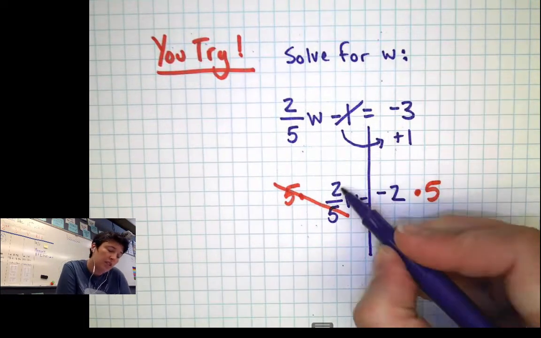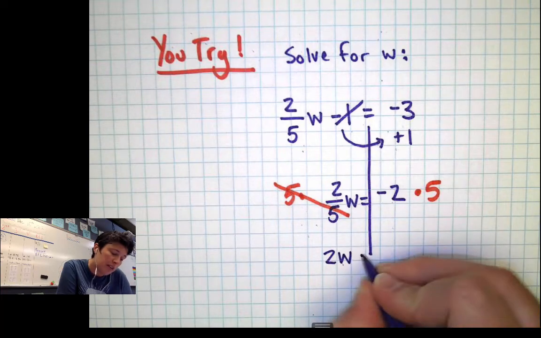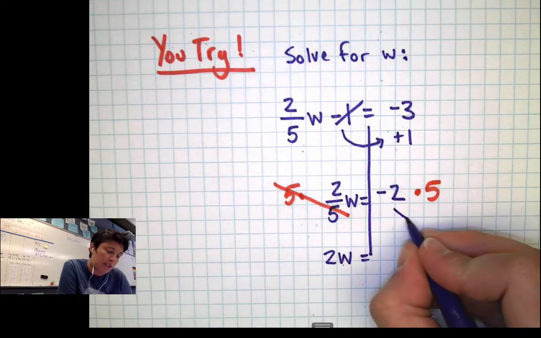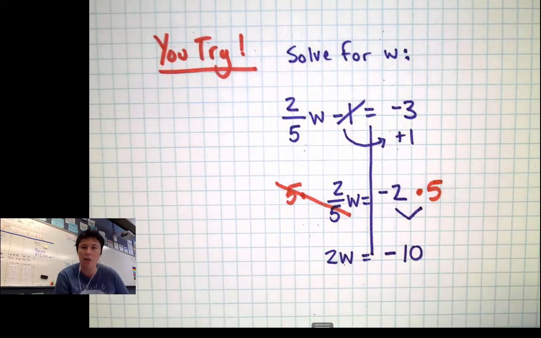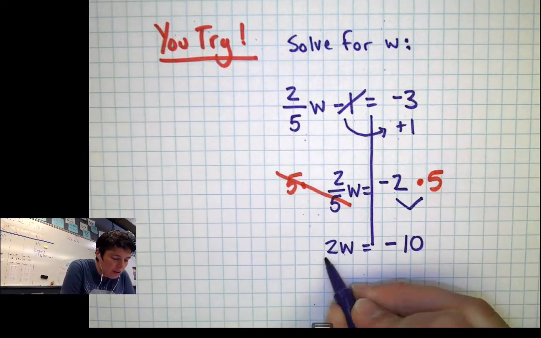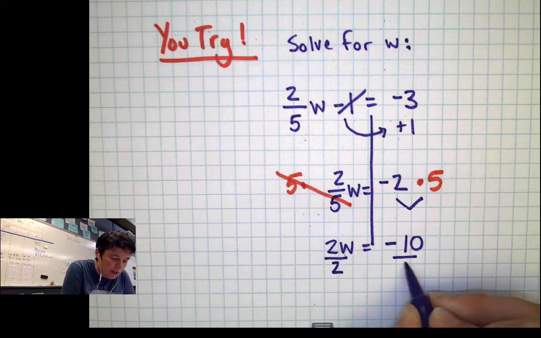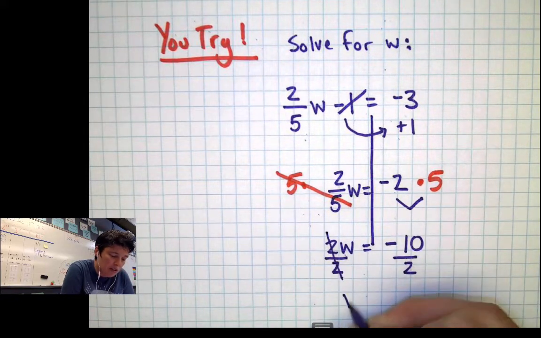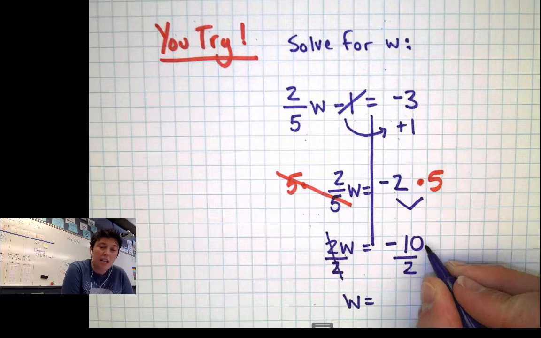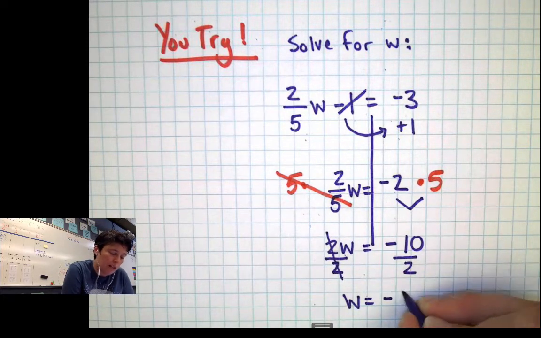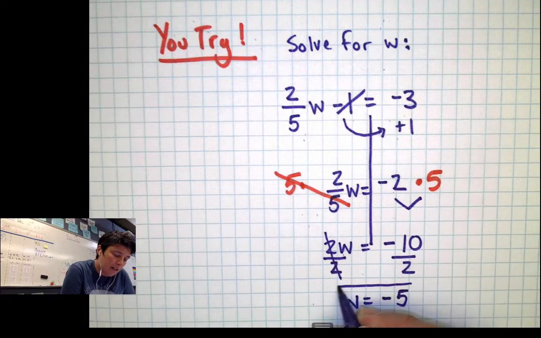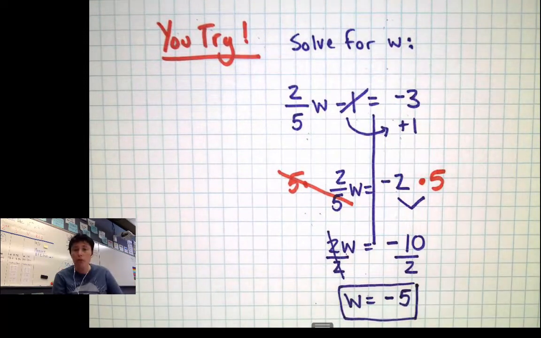It's still going to leave the 2W, but now on the other side, negative 2 times 5, that's not a match, that's negative. 2 times 5 is 10. Yay, we're getting close. So all I've got to do is divide by 2. W is going to equal negative divided by a positive doesn't match, so that's a negative. 10 divided by 2 is 5. There is our answer.